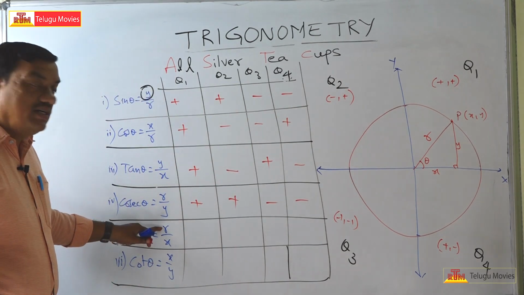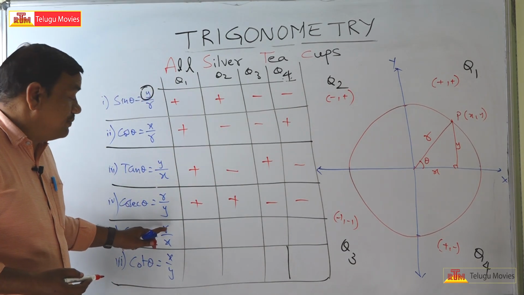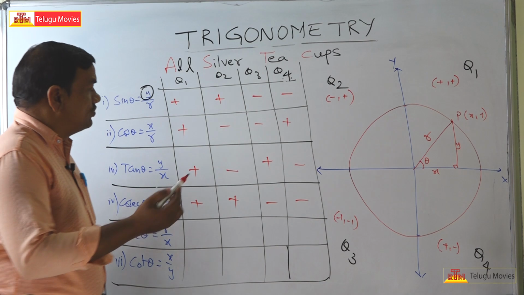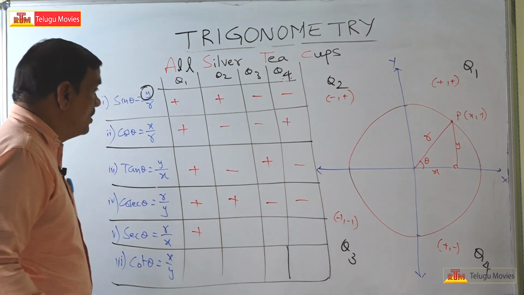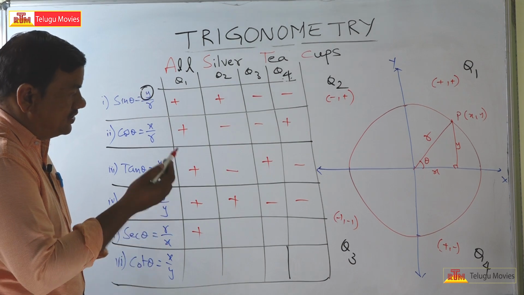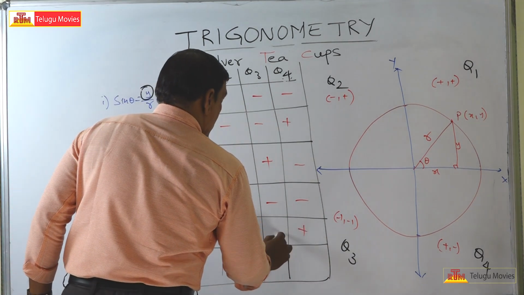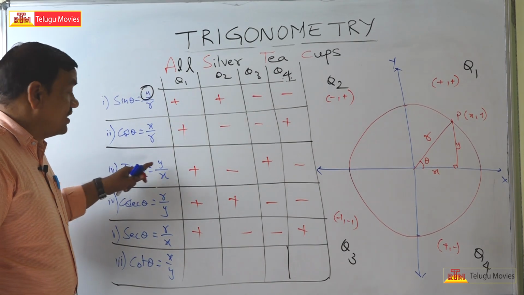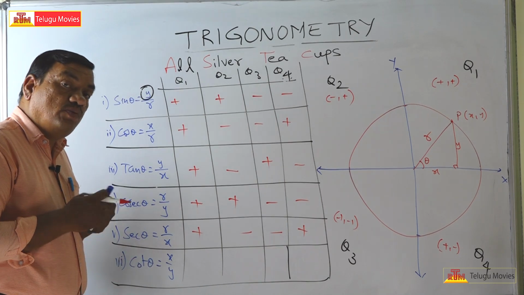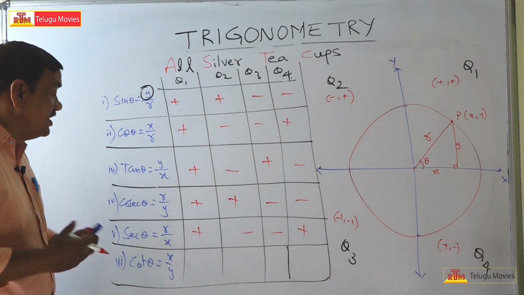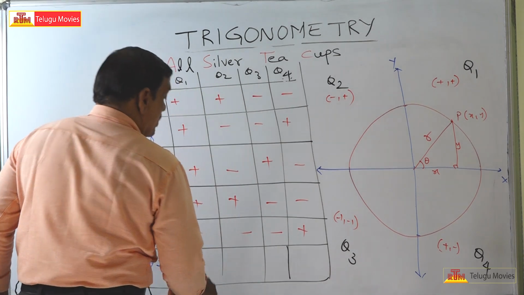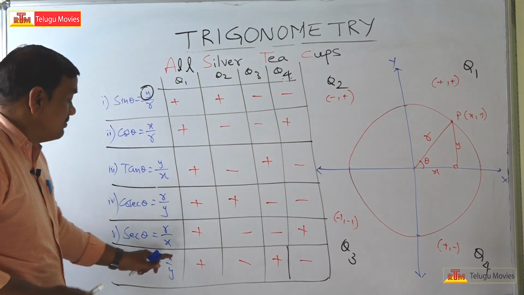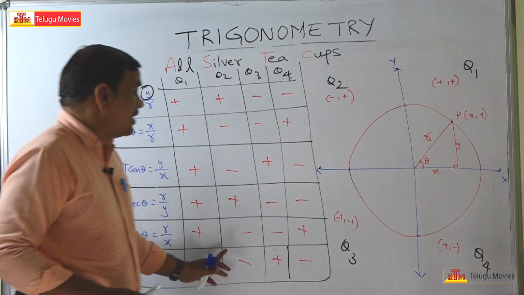Secant theta is r by x. Its negativity or positivity does not depend upon the value of r, it depends upon the value of x. Where is it positive? Of course in the first quadrant, and also in the fourth quadrant. The remaining are negative. Cot theta: the same logic applies as for tan theta, y by x. Both y and x should be positive or both should be negative so that cot theta is positive. So it is positive in the first quadrant and the third quadrant, and negative in the second quadrant and the fourth quadrant.